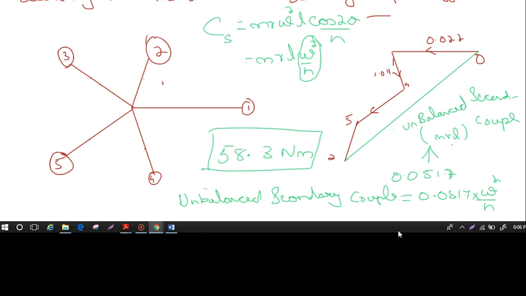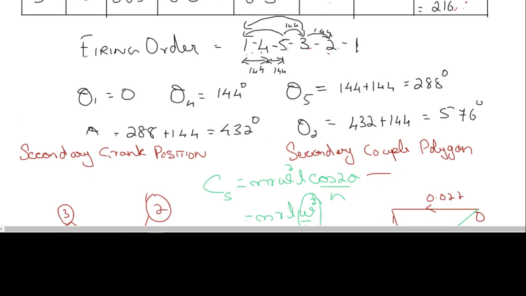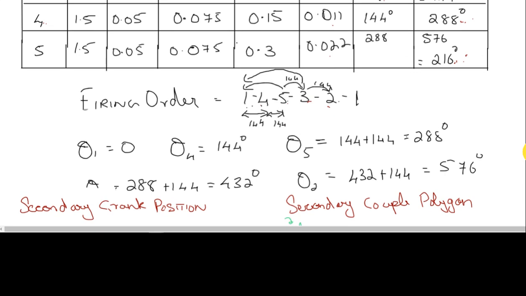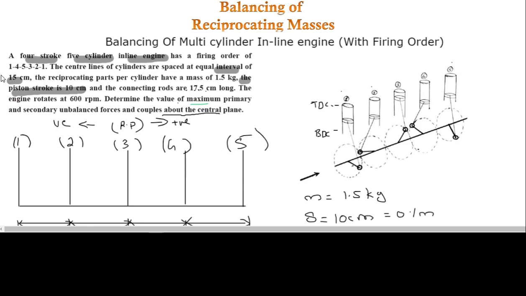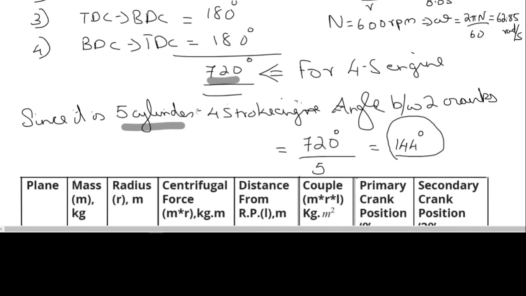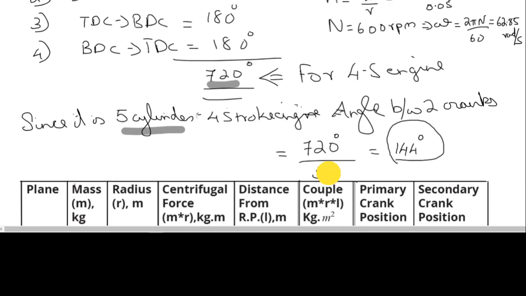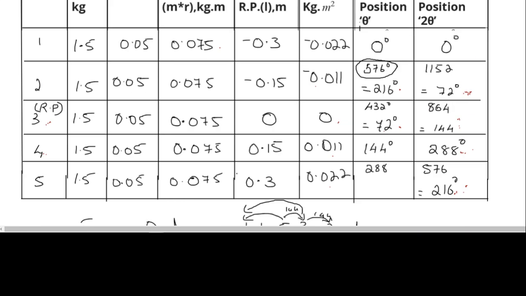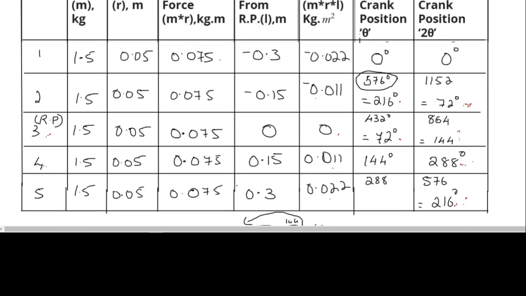And if it is for a 6-cylinder engine, the only thing you have to change is the number. If it is a 6-cylinder 4-stroke engine, the total angle will be 720, and each of the cranks will be at 720 divided by 6. If it is a 4-cylinder engine, you can change this to 4 and get the appropriate angle. All the others remain the same. Only this angle will change according to the number of cylinders.